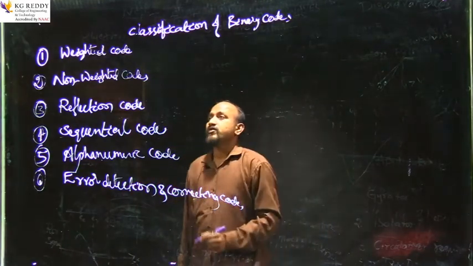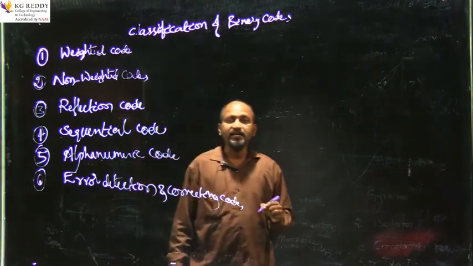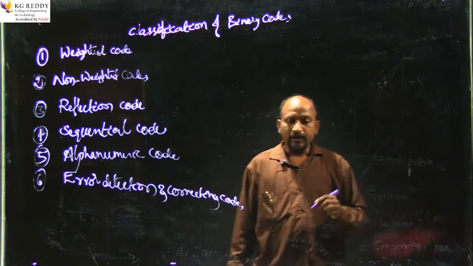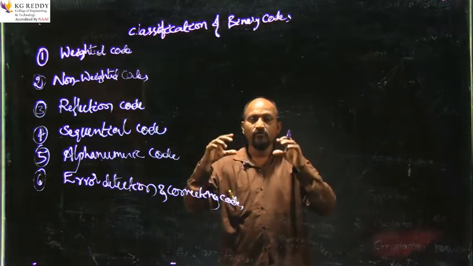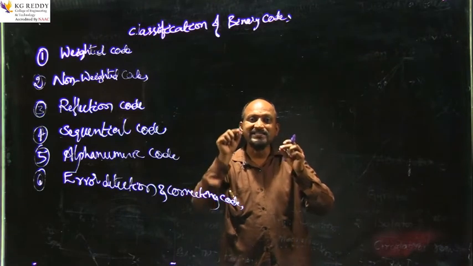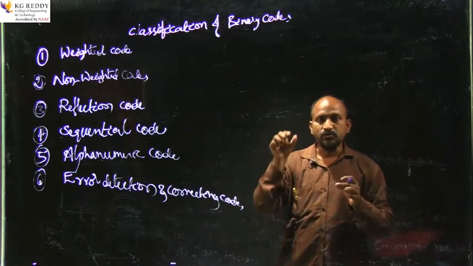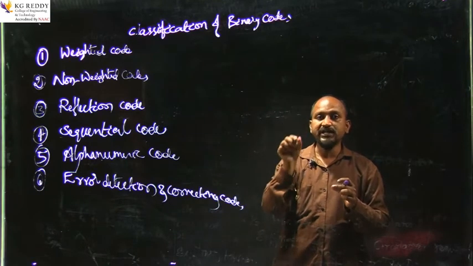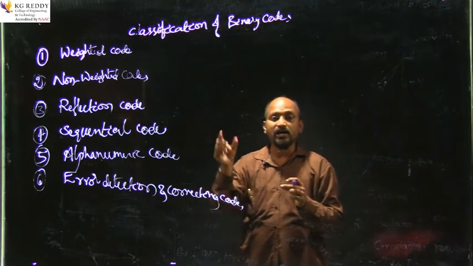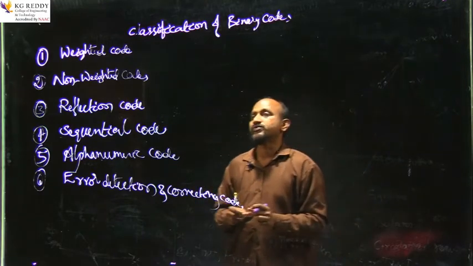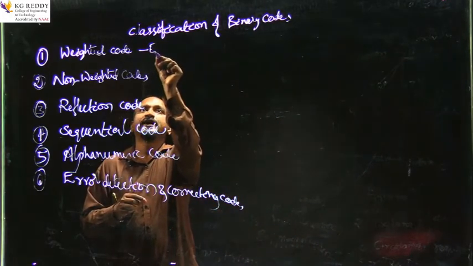The first one is weighted codes. The name itself has the meaning. In a weighted code, each digit position has its own weight, its specific weight. Such types of codes come under the weighted codes. For example, let us take an example of weighted codes.